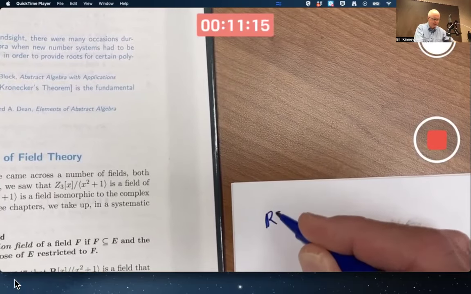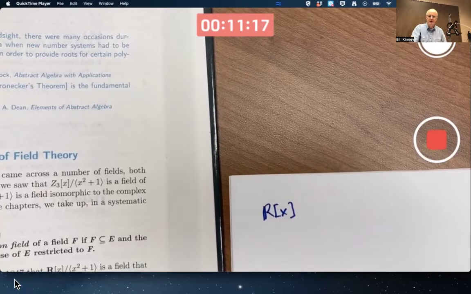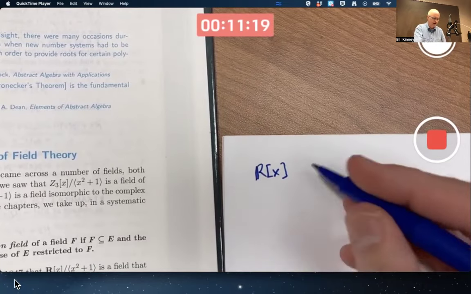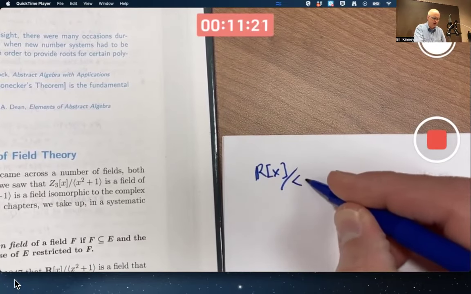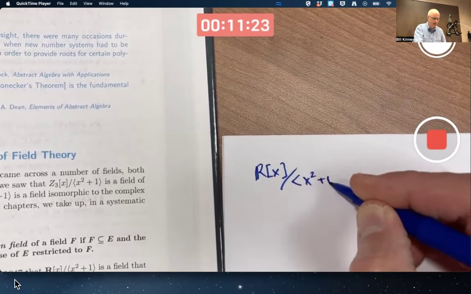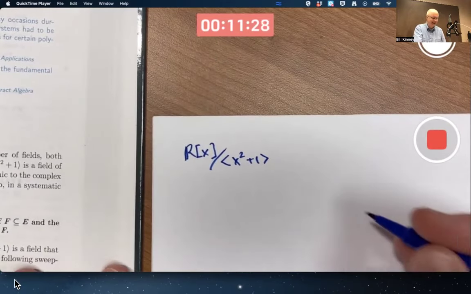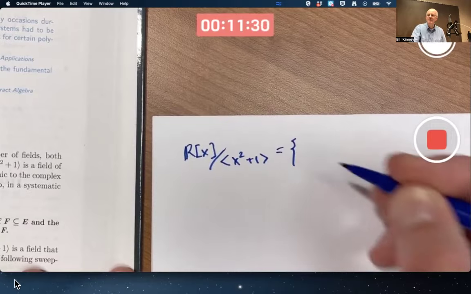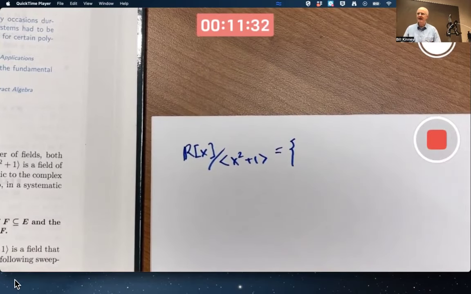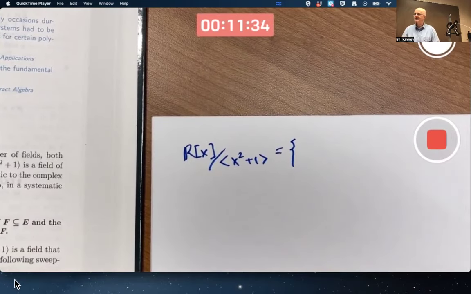Okay, Rx, the polynomial ring with coefficients from R. Form the factor ring where you mod by the ideal generated by x squared plus 1. That is a field. What do its elements look like? Well, they are cosets, right? This is a factor ring. The elements have to be cosets.